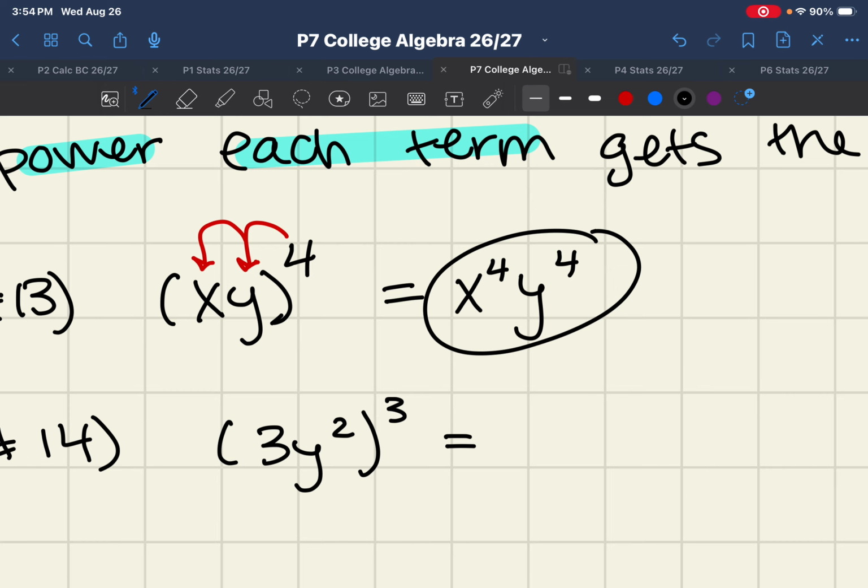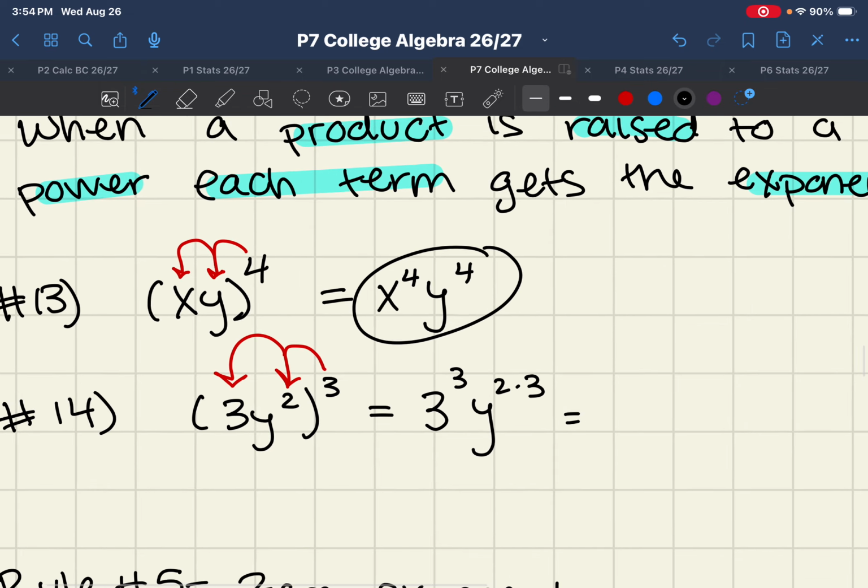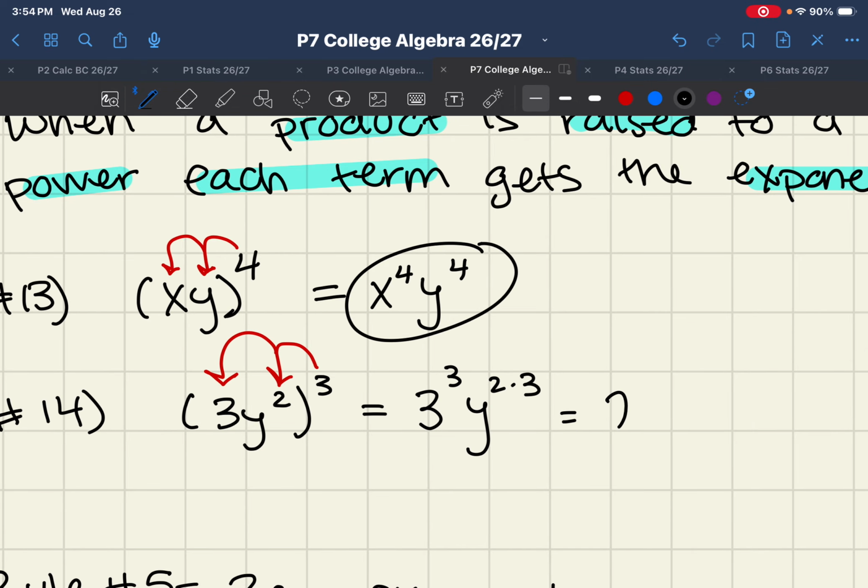Okay. Same with example 14. This 3 is going to go to the 3 and to the y squared. So this is 3 to the power of 3 times y to the power of 2 times 3, which is, and we can even practice simplifying, 3 to the 3rd power is 3 times 3 times 3, which is 27, and then y to the 6th. So that would be our answer.